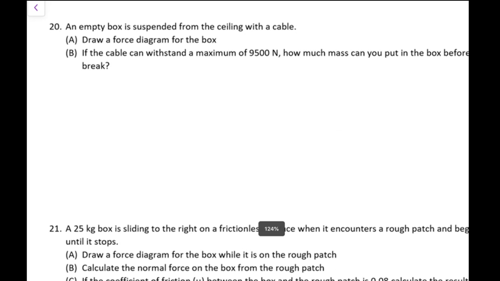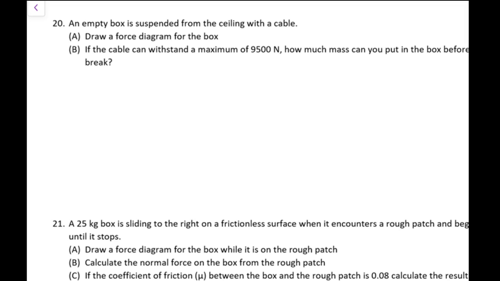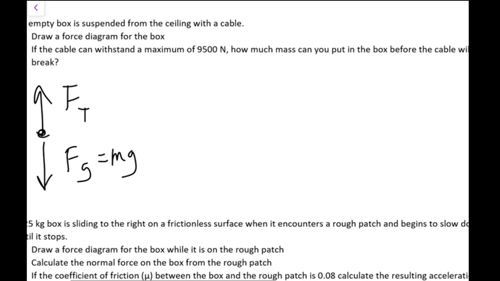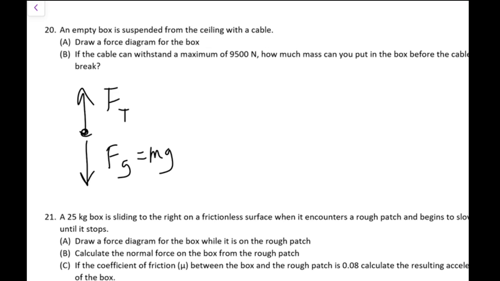On number 20, an empty box is suspended from the ceiling with a cable. So same idea. We have the box and it's being held up by tension and it's being pulled down by gravity, by its weight. And so the force diagram is exactly the same. Remember, the weight is mg. And this time it says the cable can withstand a tension of 9,500 newtons. How much mass can you put in the box before the cable will break? So here, this max tension is 9,500 newtons.